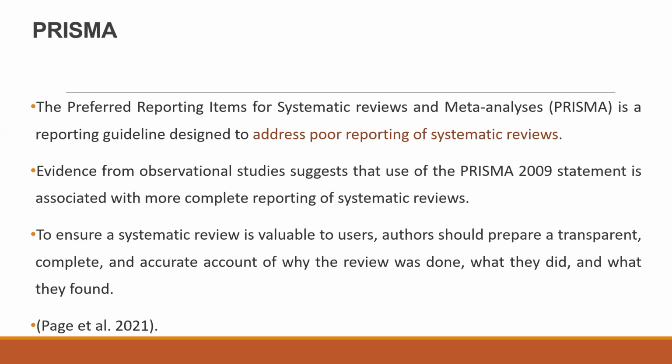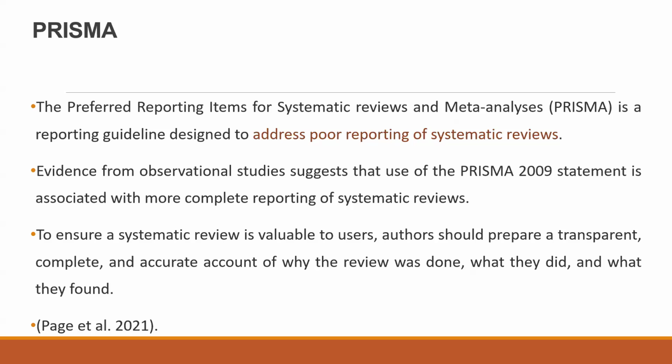Now we will see what PRISMA is, that is, Preferred Reporting Items for Systematic Reviews and Meta-Analyses. This is a guideline developed to address poor reporting of systematic reviews. The guideline has items, and you can see whether those items have been reported in your systematic review or not. Evidence from observational studies suggests that use of the PRISMA 2009 statement is associated with more complete reporting of systematic reviews.